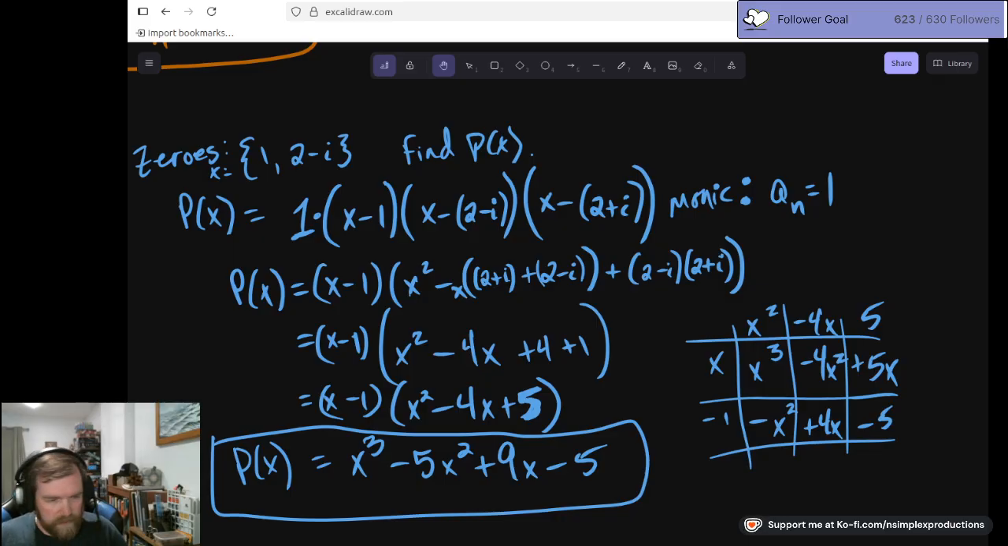Right. So, on Wednesday, we went and talked about the fundamental theorem of algebra and some of the basic root theorems that existed for polynomial functions.